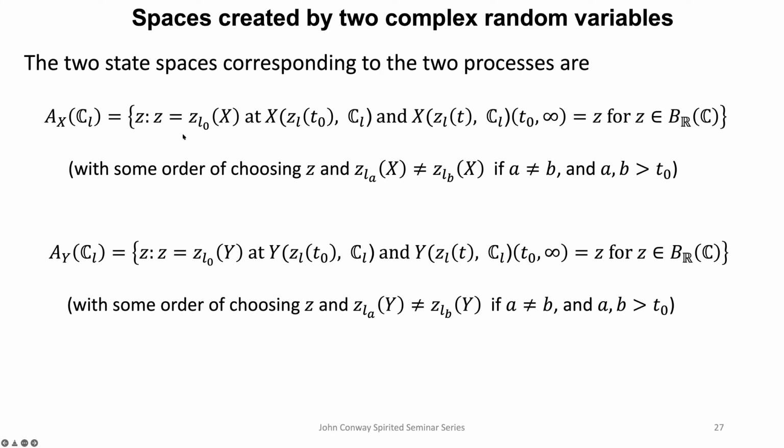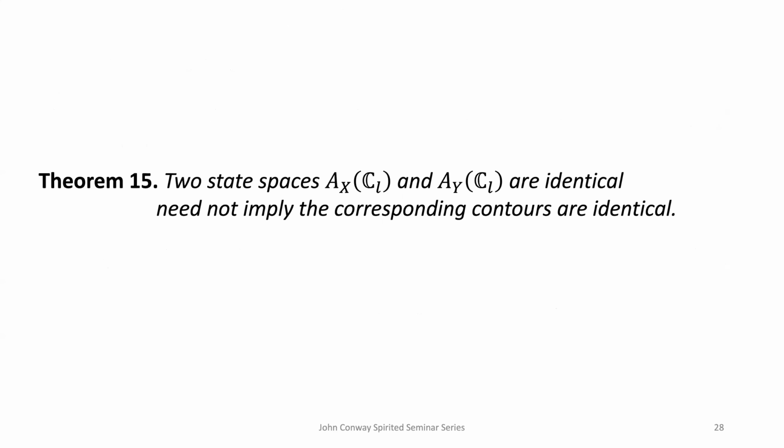The values are Z such that the initial value started, and then all the other values, the space. We discussed this many times during the talk. The symbol A_X(C_L) stands for the space created by gamma Lx. A_Y(C_L) stands for the space created by gamma Ly. Now another theorem: the two state spaces A_X(C_L) and A_Y(C_L) are identical. The spaces may be identical, but the contours need not be identical.